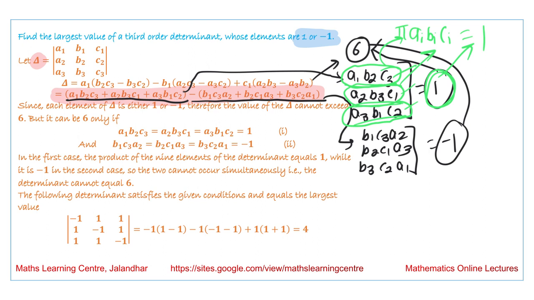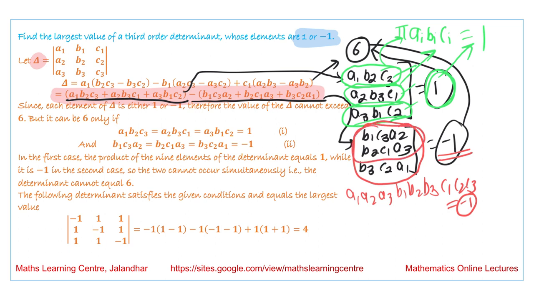From this second condition, if we take the product of all these values, A1, A2, A3, B1, B2, B3, C1, C2, C3, the answer we will obtain is equal to minus 1, because the product of these three will be minus 1. So we can clearly see that in this case the product will be 1, and if we take the values in this way, it is minus 1. It means both these cases cannot occur simultaneously. So the value of the determinant cannot be equal to 6.